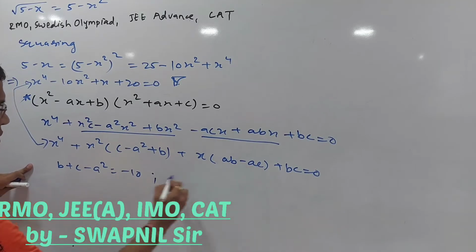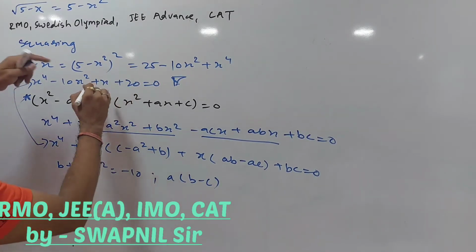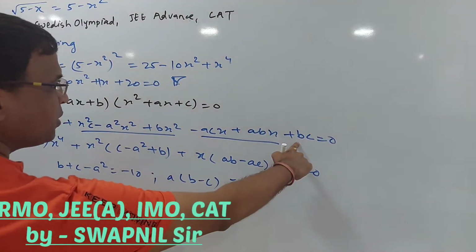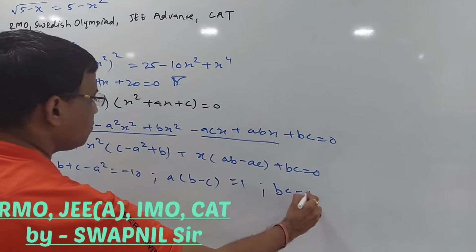I can take a common, so it is a times b minus c that gives me the coefficient of x to be 1. So it's equal to 1. And finally the constant is plus bc and here it is plus 20. So that gives me bc is equal to 20.